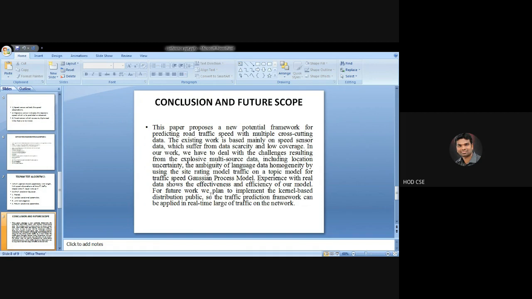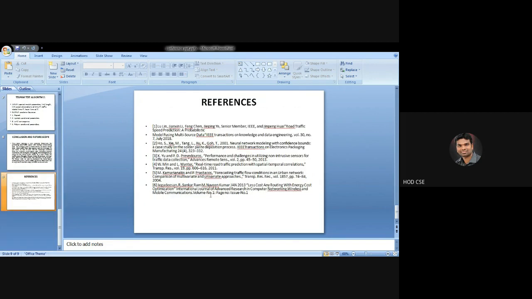With this experiment, the real data shows the effectiveness and efficiency of our model. We are also planning to extend this work to implement a kernel-based distribution, so that the traffic prediction framework can be applied in real time in a large scale environment, covering many kilometers or long distances. That is the ultimate aim of this proposed paper. In this paper we referred to many IEEE journals, recent and old. Only some of the papers are highlighted here, and the other papers are highlighted in the main paper.